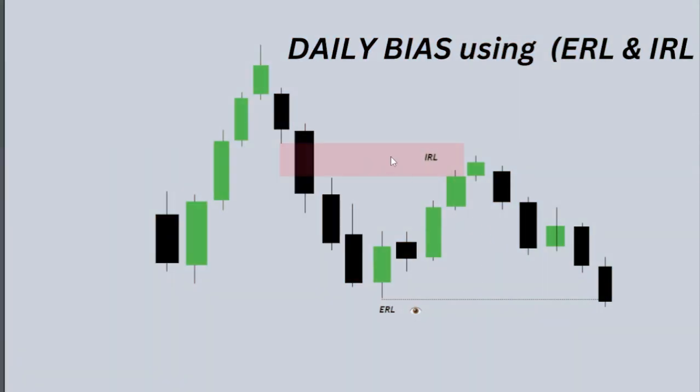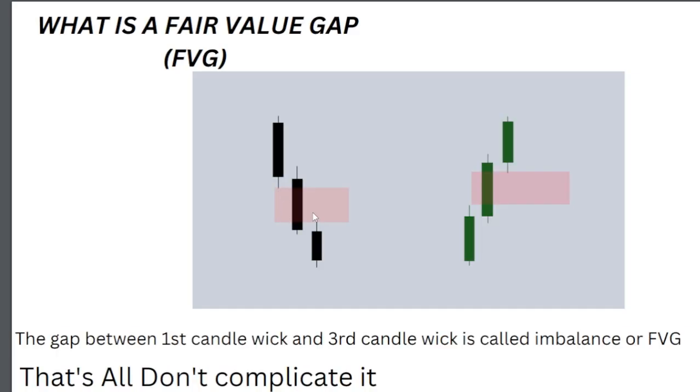If you don't know what a fair value gap is, the gap between the first candle wick and the third candle wick is called a fair value gap or imbalance. You can see in the diagram the first candle wick and the third candle wick. The gap between these two candles is just a fair value gap or an imbalance.